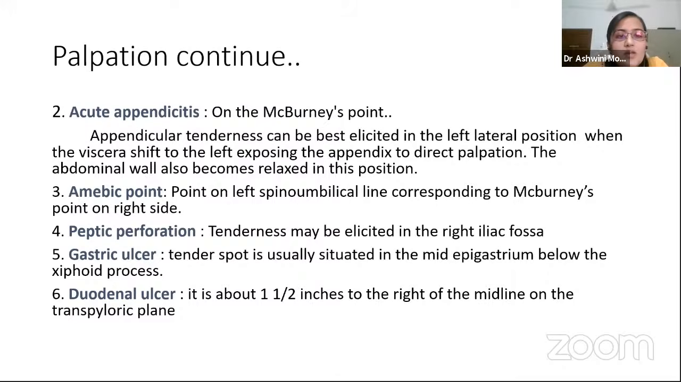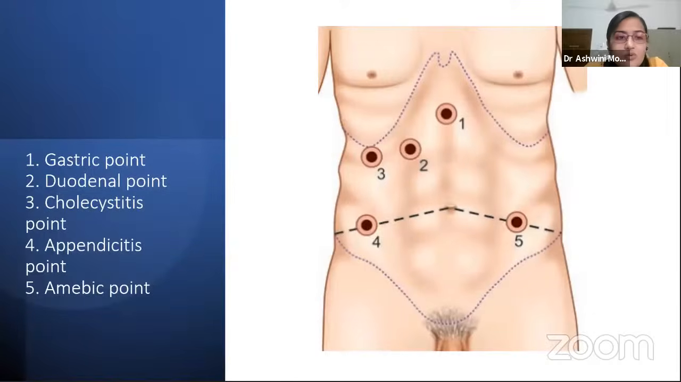Another is the amoebic point. It is also on the spino-umbilical line, but on the left side, corresponding to McBurney's point. Sorry, peptic perforation. In the case of peptic perforation, tenderness may be elicited in the right iliac fossa. Gastric ulcer tender spot is usually in the mid-epigastrium below the xiphoid process. In duodenal ulcer, it will be about 1.5 centimeters to the right of the midline on the transpyloric plane.